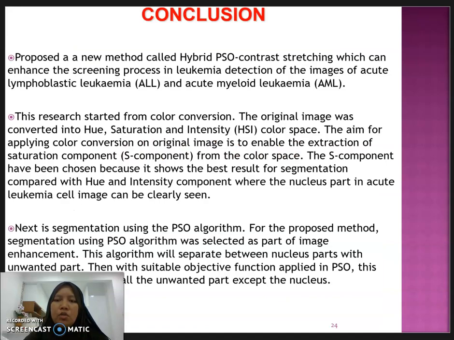So for the conclusion, it is proven that the hybrid PSO-Contrast method is important before proceeding to leukemia screening, in order to avoid misdiagnosis. For future work, we plan to apply clustering algorithms such as K-means, fuzzy C-means, and moving K-means. This is to avoid pixel redundancy, dead center, and being trapped in local minima.